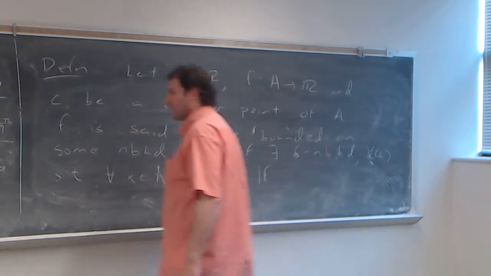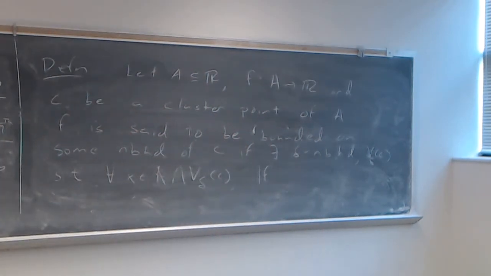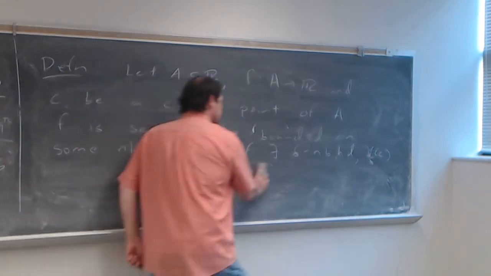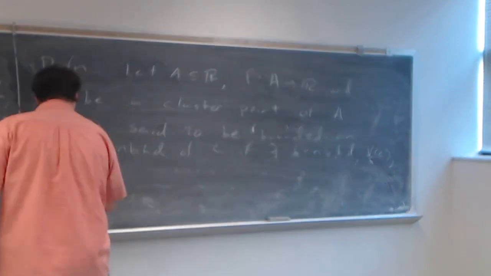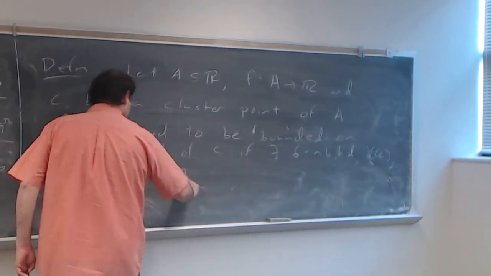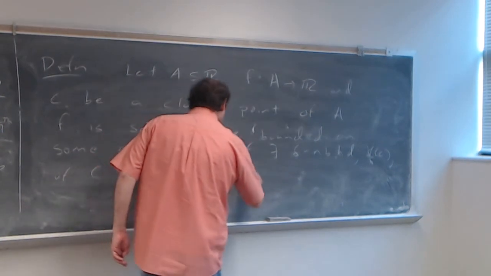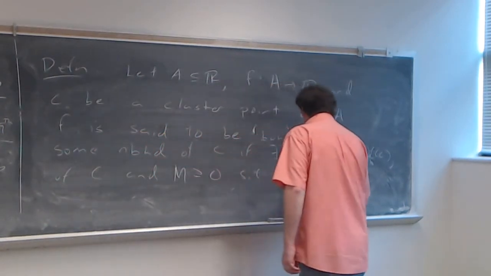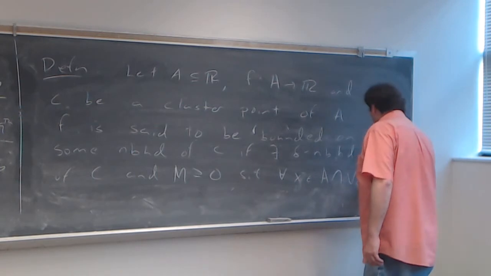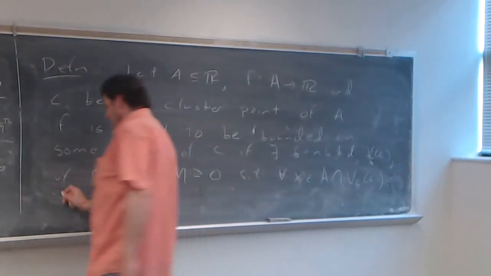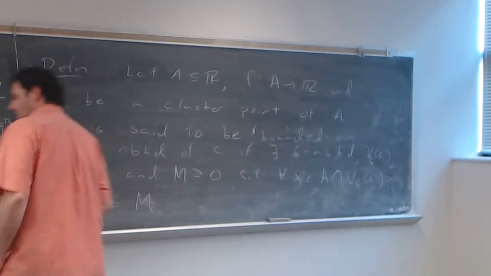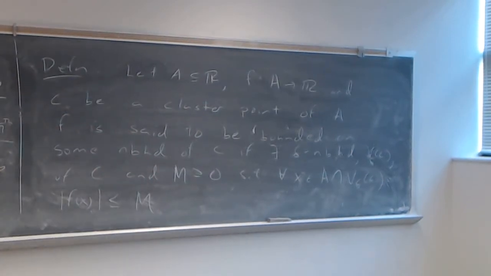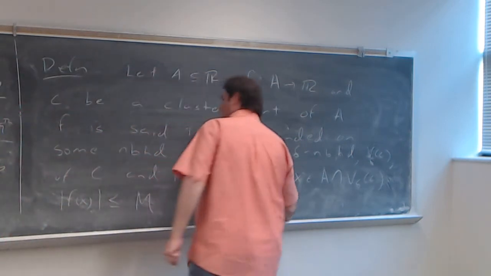I'm sorry, I made a mistake. There exists this delta neighborhood of c, and an M that's greater than or equal to 0, such that for all x elements of the domain intersect the delta neighborhood of c, f of x inside absolute values is less than or equal to M. All right, so let's look at a picture, and then let me make sure to do an example.